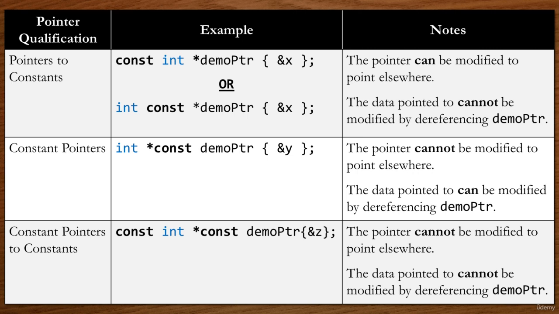So again, reading from right to left, demo pointer is a constant pointer to an integer. So the pointer cannot be modified to point elsewhere, but the data pointed to can be modified by dereferencing demo pointer. Then in the final row, we have constant pointers to constants. Demo ptr is a constant pointer to an integer constant. The pointer cannot be modified to point elsewhere, and the data pointed to cannot be modified by dereferencing demo pointer.